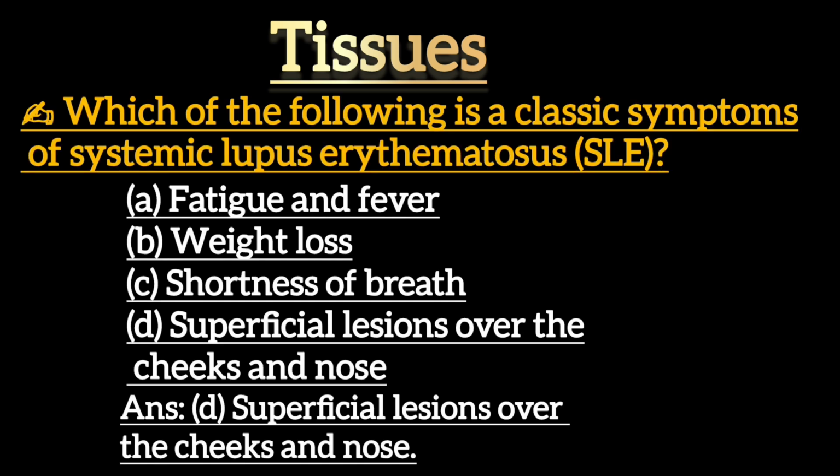Next one is which of the following is a classic symptom of systemic lupus erythematosus? Option A, fatigue and fever. Option B, weight loss. Option C, shortness of breath. Option D, superficial lesions over the cheeks and nose. Correct answer is option D, superficial lesions over the cheeks and nose.